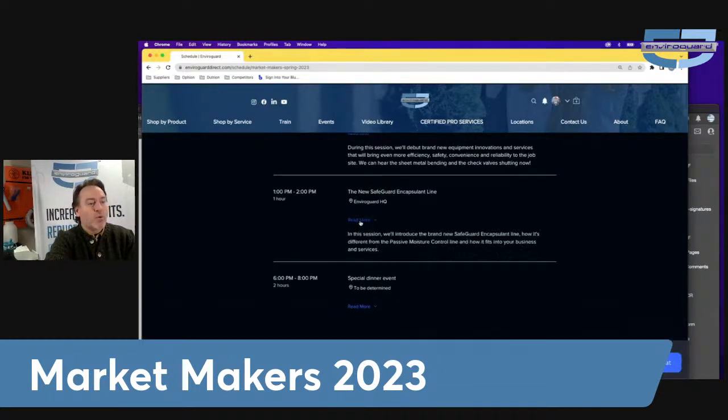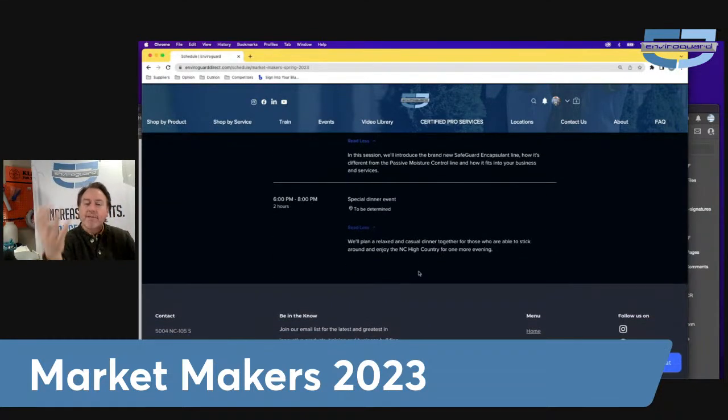We're also going to show everyone the new safeguard encapsulants line. We're creating new lines where we've got budget-friendly encapsulants coming to the table with some new technologies that we're going to roll out, and then we're going to show you where the premium line, where our passive moisture control line is going, and the new technologies over there. And then for anybody who's able to stick around on day 2, we're going to have a special dinner for everybody here again. So there is a lot going on right now.